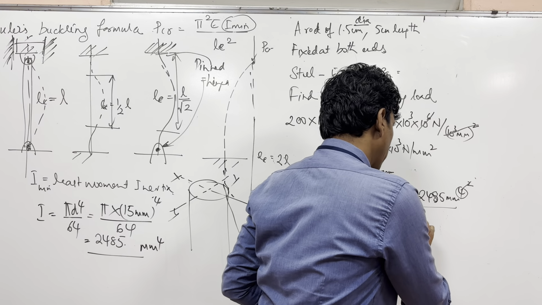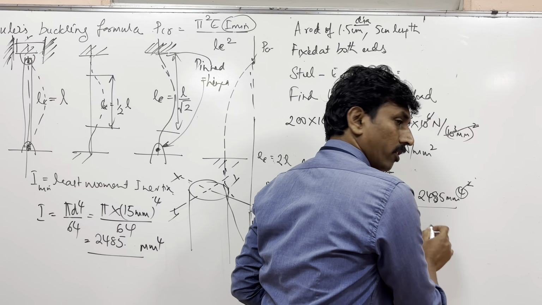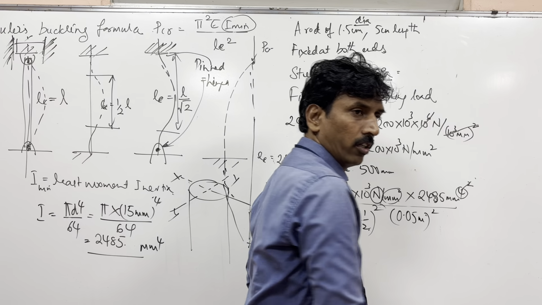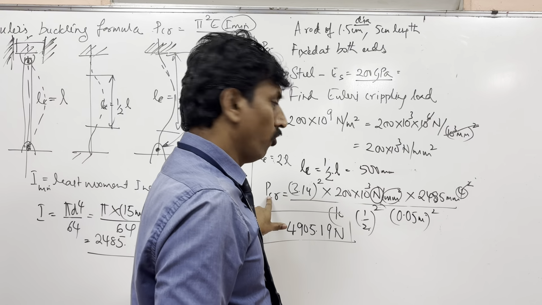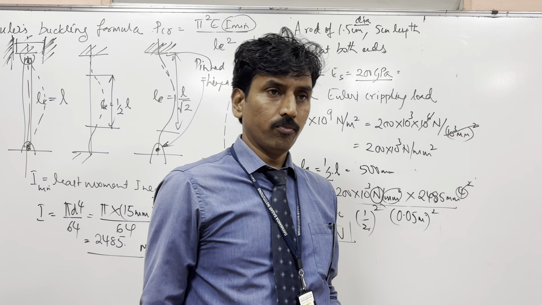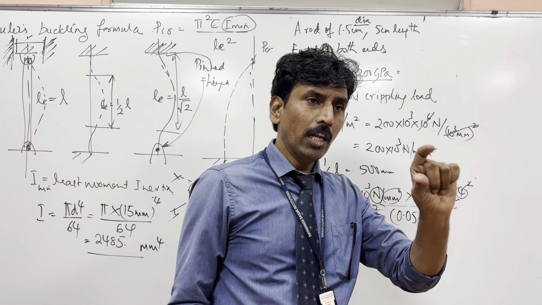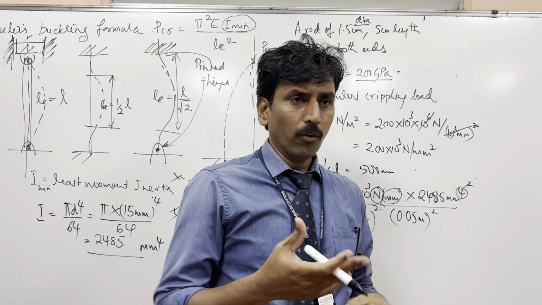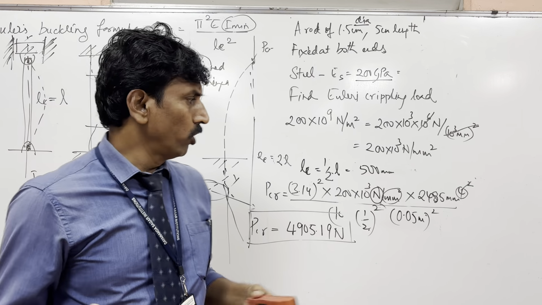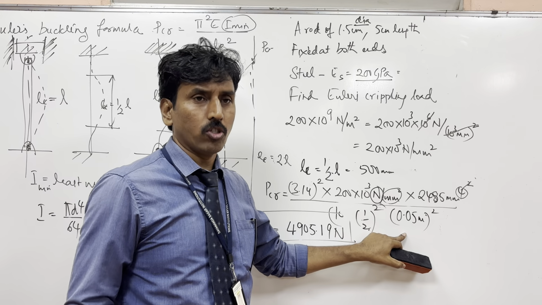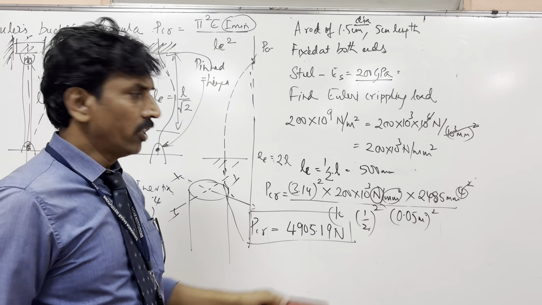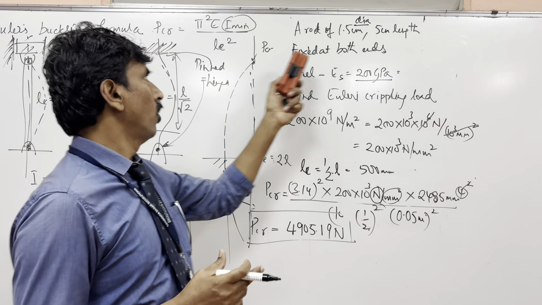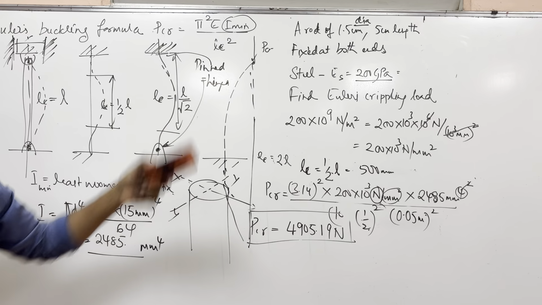5 centimeter is how many meters? 0.05 meters, 0.05 meters square. So this value of PCR would become so large that even a short rod under compressive loads would not be able to take so much load. It will become too large. So these are not fit for short columns. This formula is only fit for long columns.